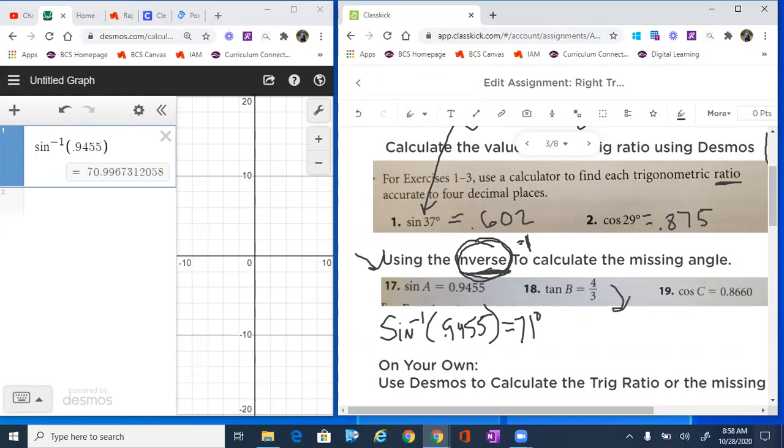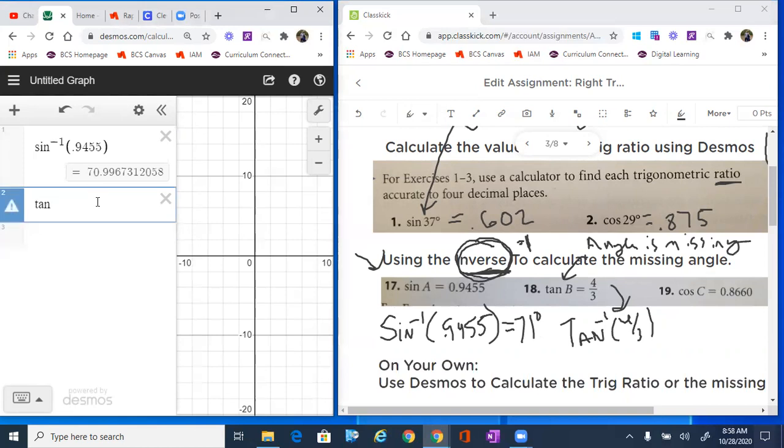Same thing when I come to tangent. I'm going to do the same thing. I recognize I'm looking for an angle. Angle is missing, and because it is missing, I want to make sure that when I do this problem, I put tan inverse of 4/3. So I just come over here to Desmos, I type in tan inverse of 4/3 with the parenthesis, close it out, and it gives me about a 53-degree angle. So once again, I go back.